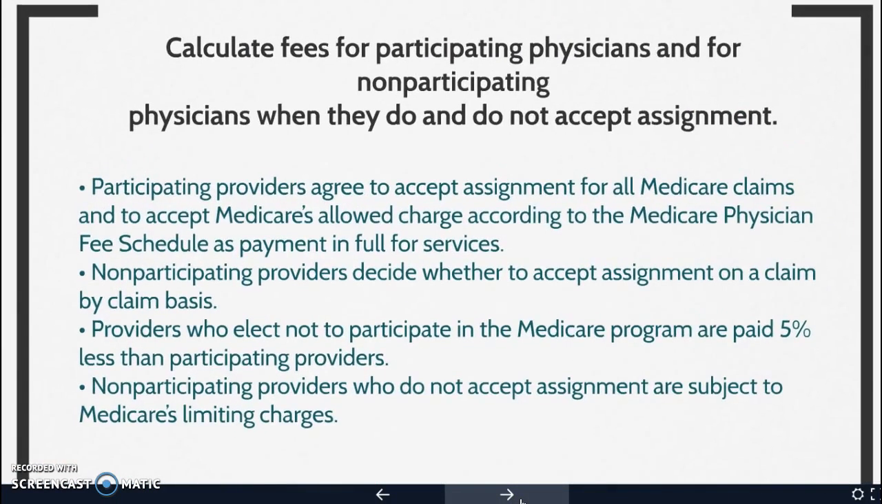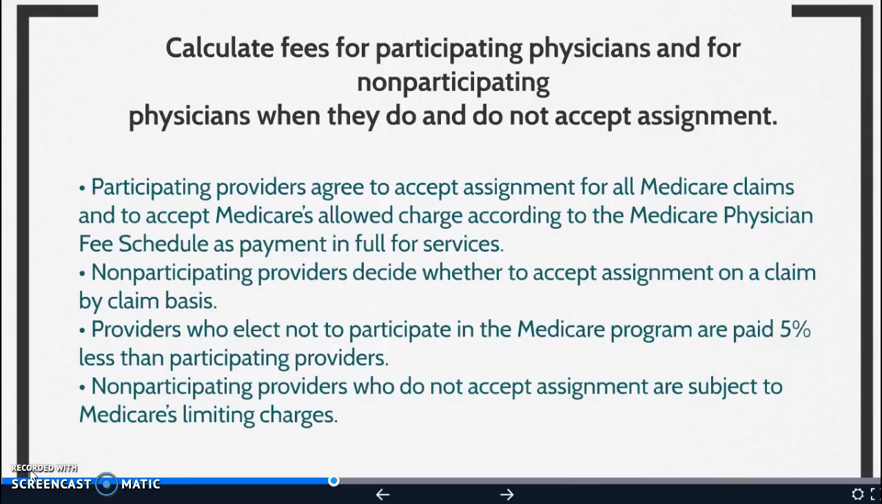On to the next point of calculating fees for participating physicians and for non-participating physicians when they do and do not accept assignment. Annually, physicians are allowed to choose whether they want to participate in the Medicare program, and participating physicians have to agree to accept assignment for all Medicare claims and to accept Medicare's allowed charge schedule as payment in full for services. So if they accept Medicare assignment, then that's what they're getting paid. What Medicare says they're getting paid is basically what I'm talking about here.